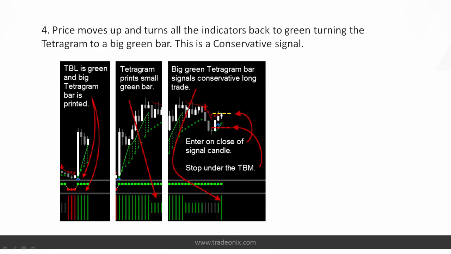We had the price pull down below the TBS, and then the switch and the TBM also change sides, and that gives us the gray tetragram bars. Everything starts moving back again. We get the switch and the TBS turning green, and that means we get a small green tetragram bar. And on this little candle, the TBM switches back to the proper side, and that gives us the big green tetragram bar. This is the conservative signal.